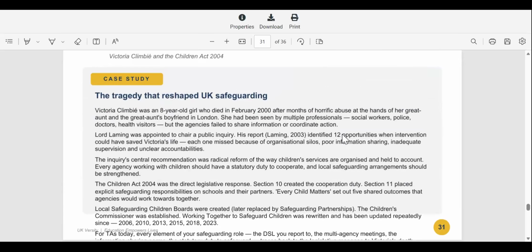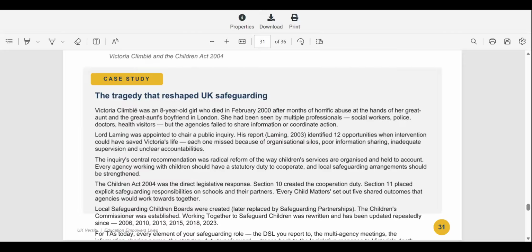So here's a case study, and this is how legislation shaped practice. The case was that of Victoria Climbié, the 8-year-old girl who died in February 2000 after months of horrific abuse at the hands of her great aunt and the great aunt's boyfriend in London. She was seen by multiple professionals: social workers, police, doctors. Lord Laming was appointed to chair a public inquiry, because the agencies failed to intervene or deal with anything, and it led to her losing her life.